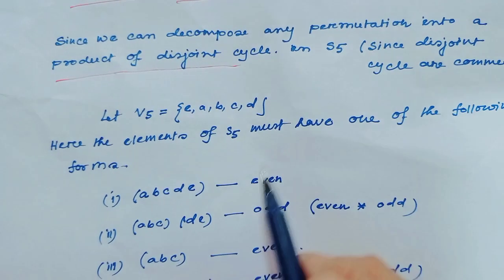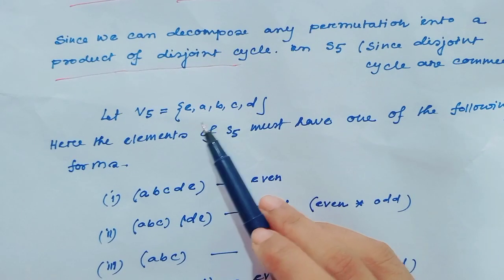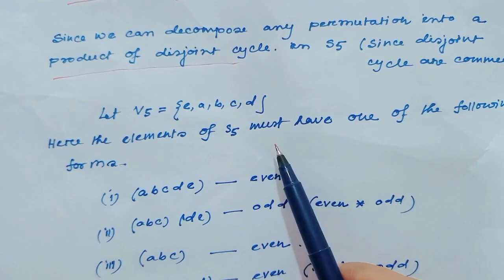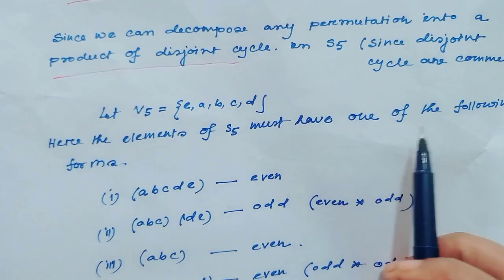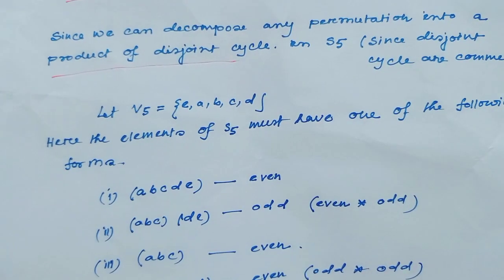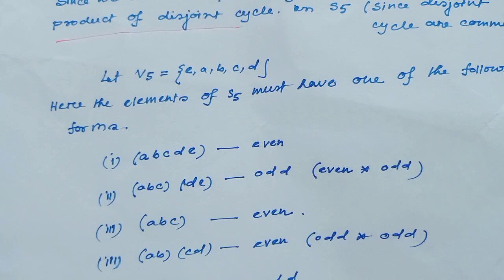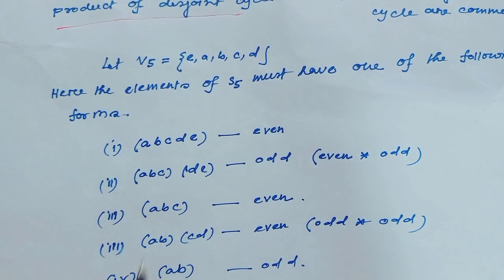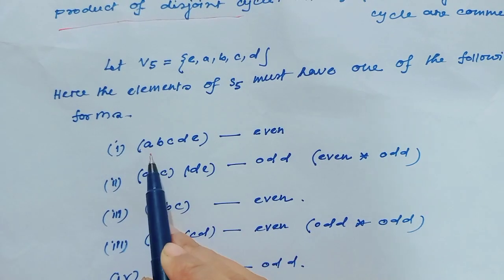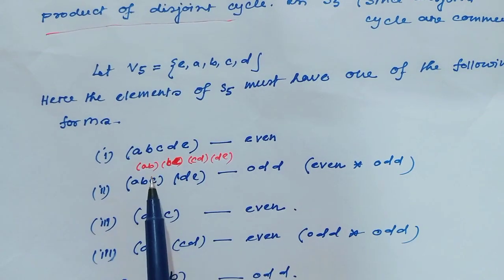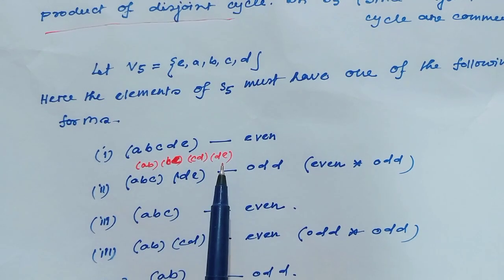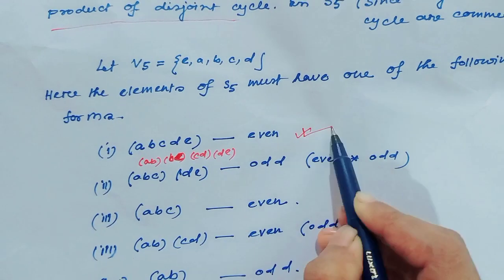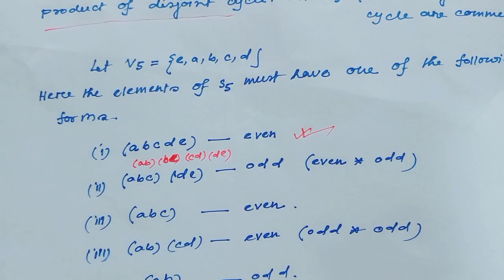Consider in S5 the elements which contain E, A, B, C, D. And here the elements of S5 must have one of the following forms. We all know the forms. One, the cycle itself (A, B, C, D, E). And we can write this as (A B)(B C)(C D)(D E). Since the number of transpositions is even, this permutation is always an even permutation.